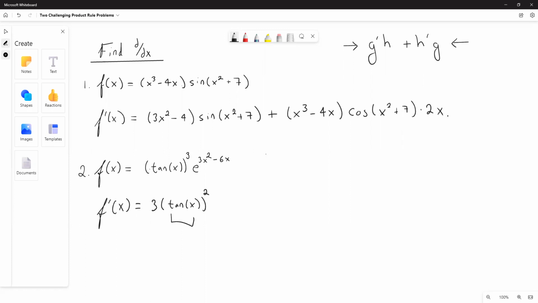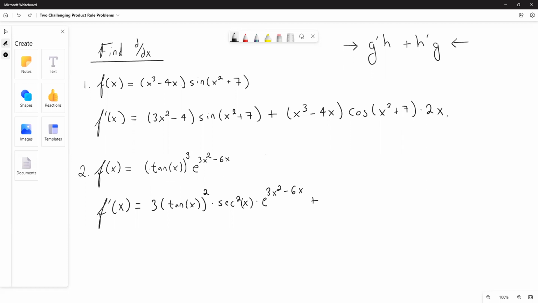Then we have to multiply by the derivative of what's in here. Derivative of tangent is secant squared. So secant squared x. And then we multiply it by the second piece, the h function, which we keep exactly the same. Okay, and despite all that fun we just had, we're not quite done yet. Now we're going to keep this piece the same and multiply by the derivative of the second piece.